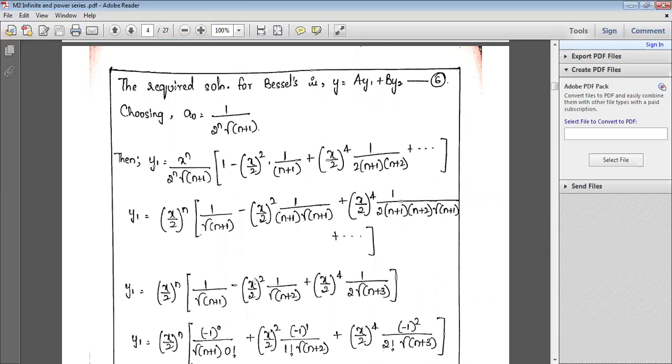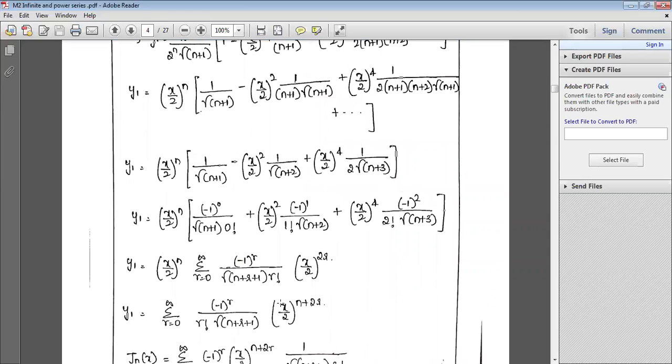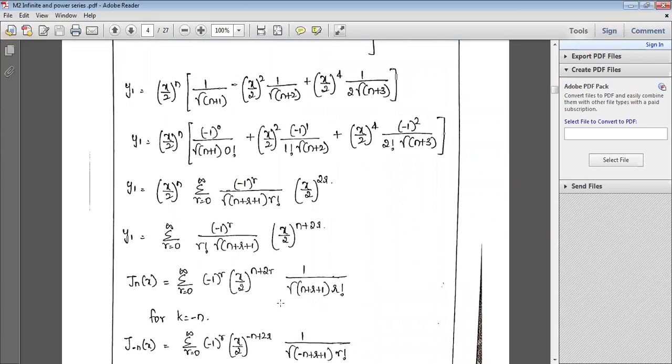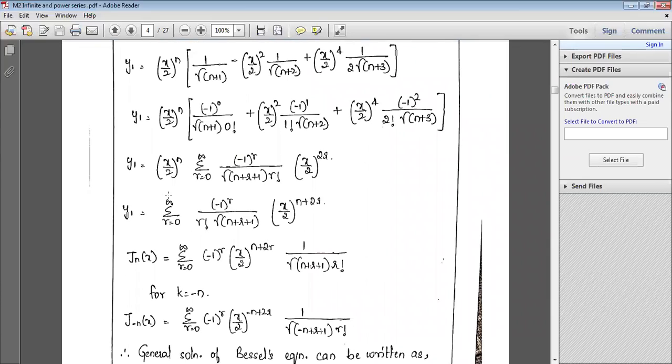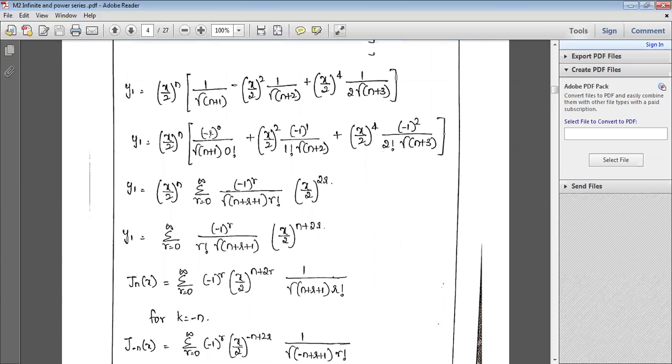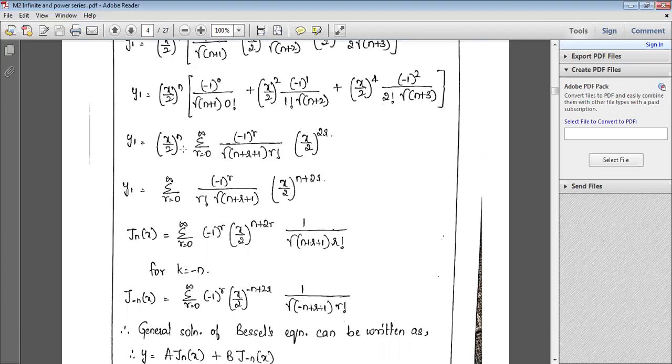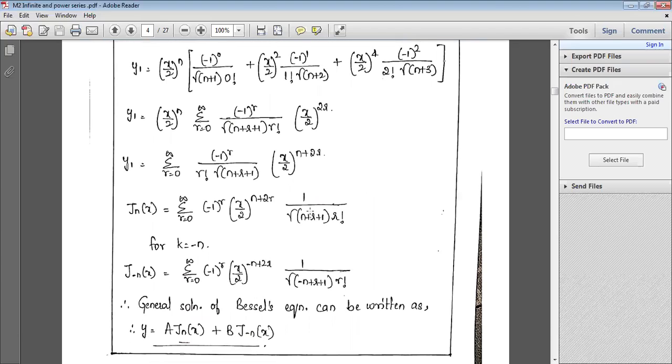y1 and y2, what we got, substitute in this place, you get one equation, gamma of n plus 1, in terms of the gamma function. Now what is the value of y1? This is nothing but Jn of x, we will write. If m is equal to minus n, we'll get this equation. Finally, we substitute the positive value and negative value here. Therefore, Jn of x is equal to summation r is equal to 0 to infinity minus 1 power r x power 2r plus n, and for minus n we'll get the second formula.